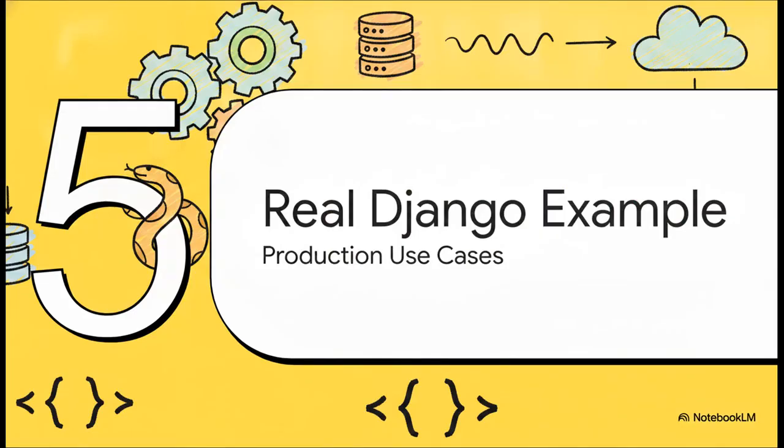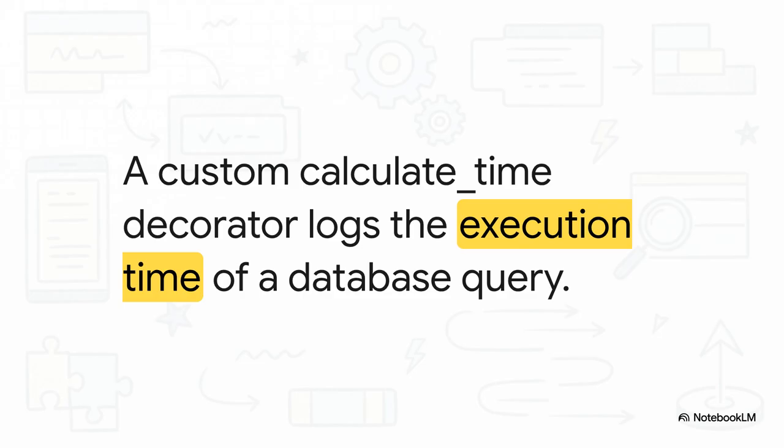Section 5. Real Django production example. All right, to really prove you have backend experience, you've got to show how this stuff is used in actual production code. Here, we're using a custom calculate_time decorator on a Django REST API endpoint that fetches users. Under the hood, the wrapper grabs the start time, runs the SQL query to get all users, grabs the end time, prints the difference, and then returns the user data. It's a classic way to monitor API performance.